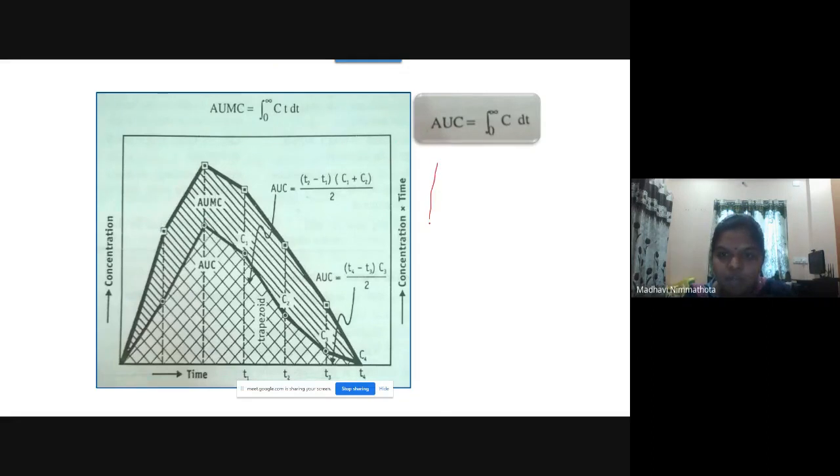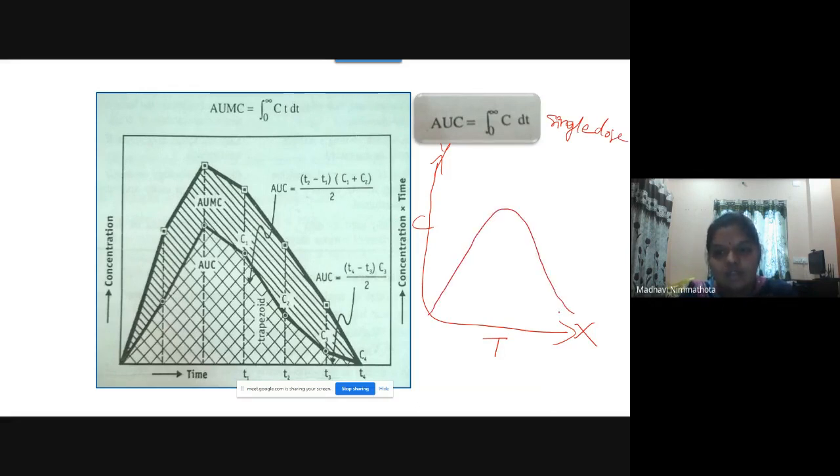When you take the graph between time versus concentration, this is the Y and this is the X. So, after administering a single dose of the drug, first it will give a curve like this. Then again it will give a curve like this. In this statistical moment theory, this is the area, like AUC, right? This is the area of the drug which will be present in our plasma. That is nothing but the area under the curve.